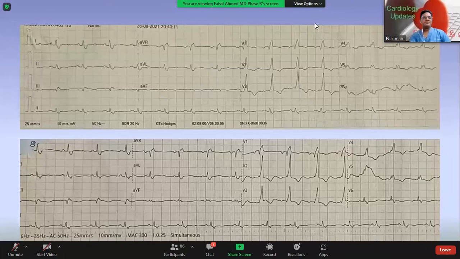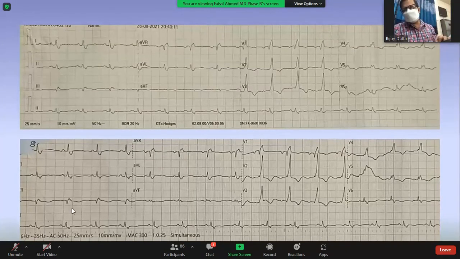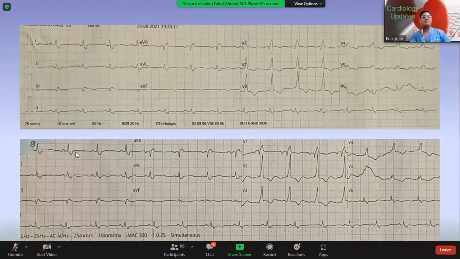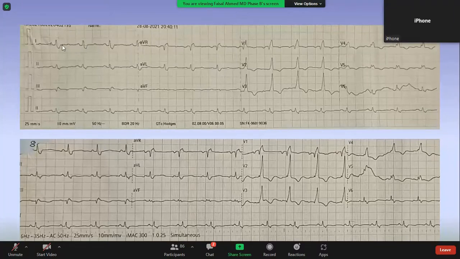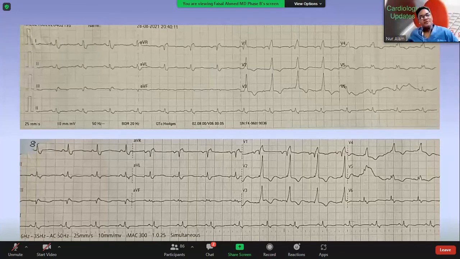No, this is not a left axis deviation. You see, lead 1 and 2 are positive. Lead 2, you see, is not corresponding with lead 3. In lead 2 the R wave is positive, so it is not truly a left axis deviation.